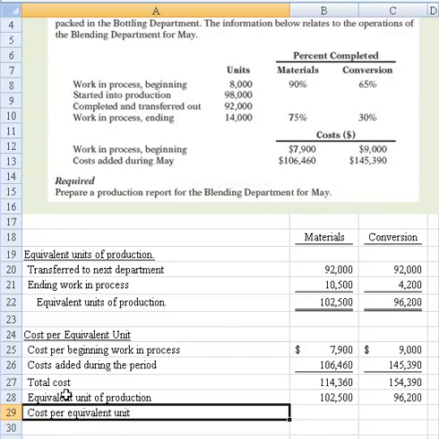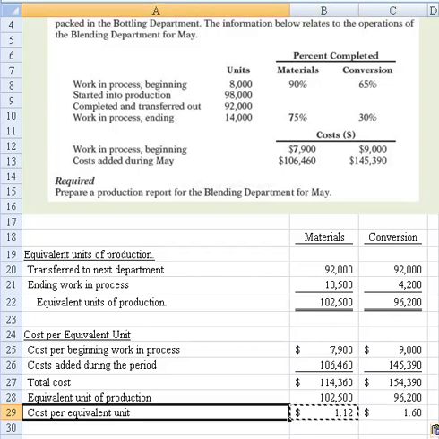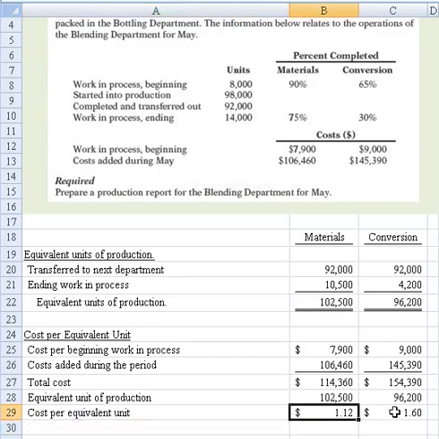And so we would take, now I'm going to format this a little bit better. I think I want to put dollar signs here. And now I'll take the dollars divided by the units. And that is in dollars, but we're going to show that with 2 decimal places, okay? And that's really the answer we're looking for in terms of cost per equivalent unit, $1.12 for material and $1.60 for conversion costs.